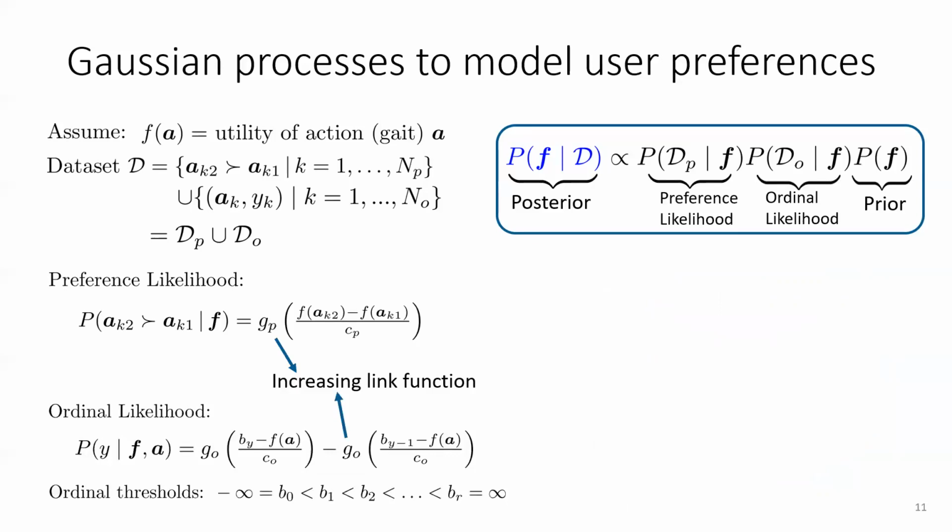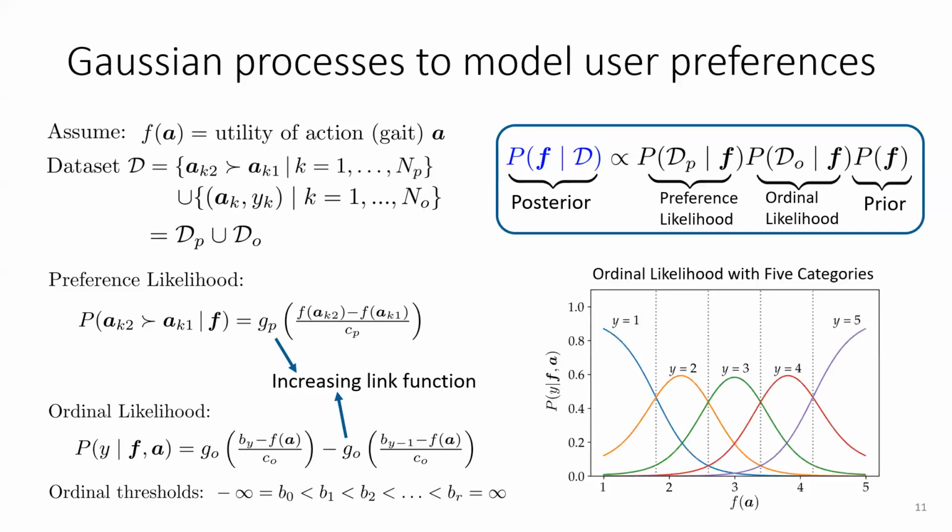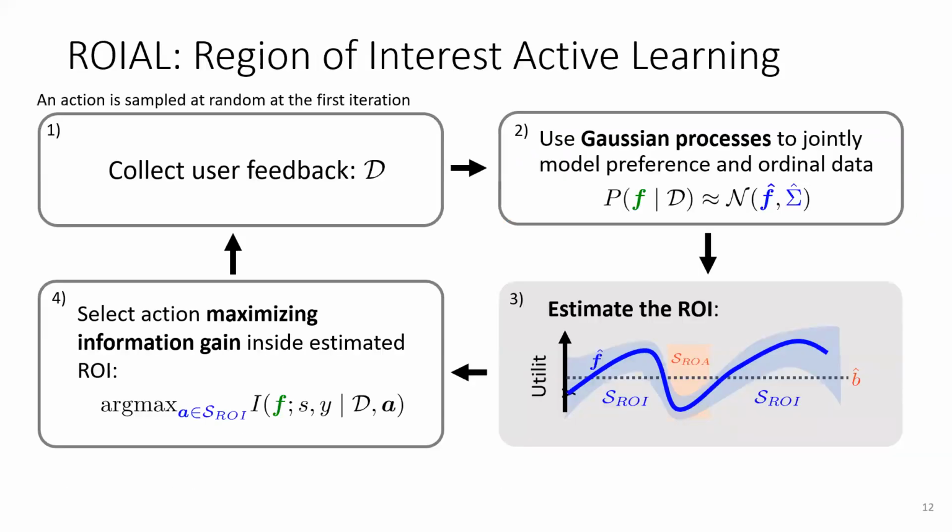The greater the total difference between the utility of this action and each of the two corresponding ordinal thresholds, the more likely that the user will provide the correct ordinal label. As shown in the likelihood plot for the case with 5 ordinal categories here, the likelihood peaks at the center of each category. After we obtain our posterior, we need to use that to estimate our region of interest to avoid sampling from region of avoidance.